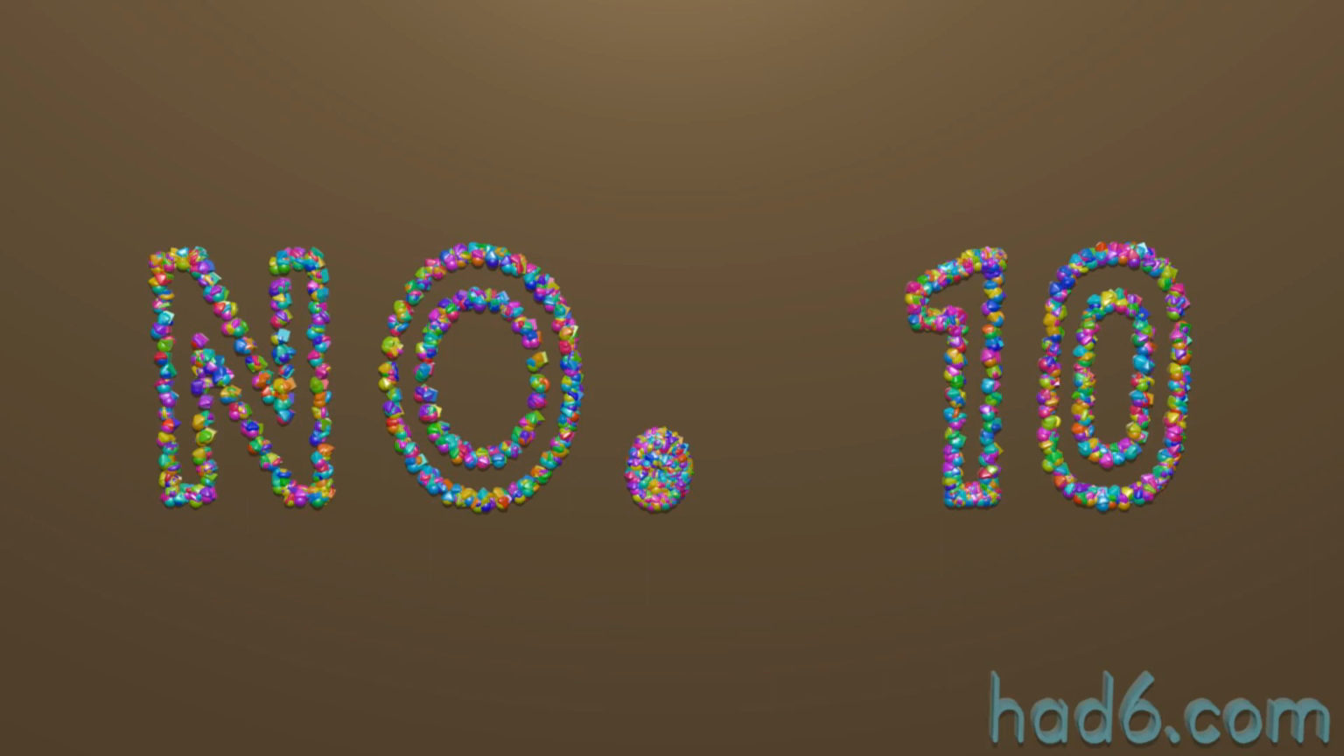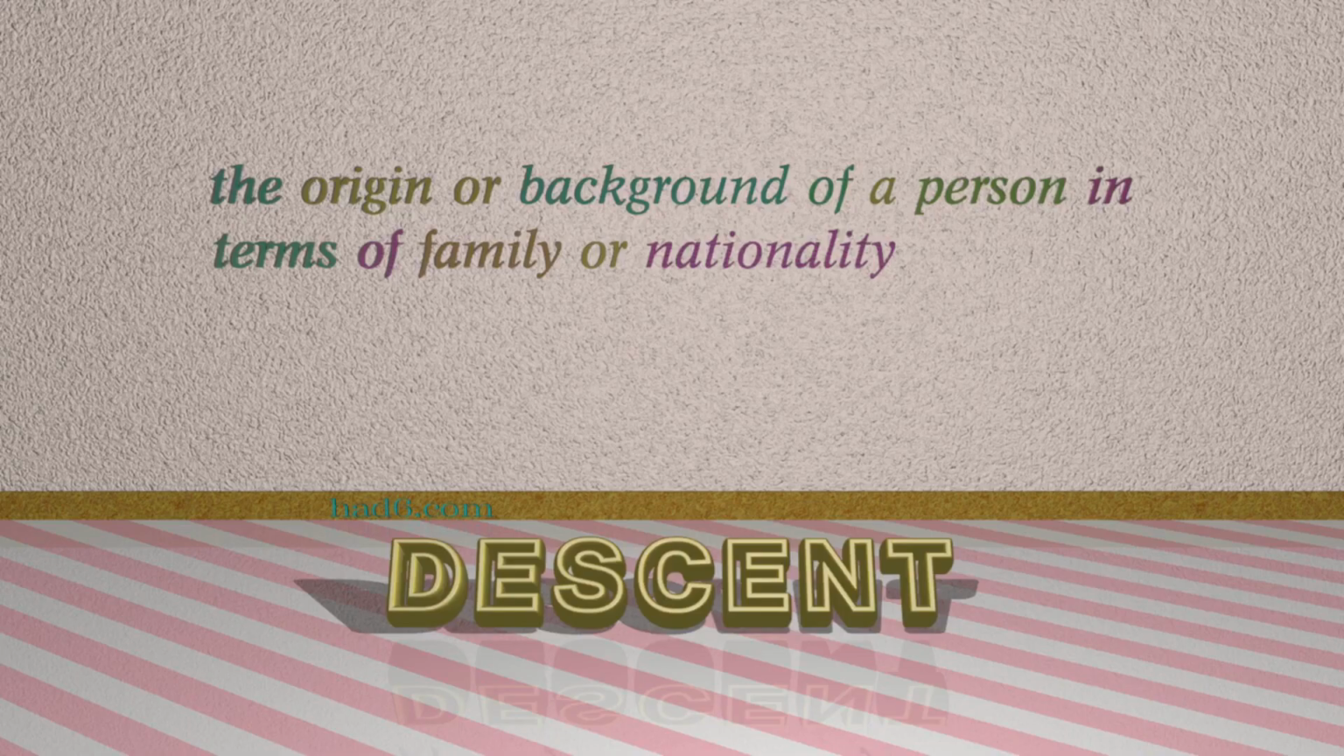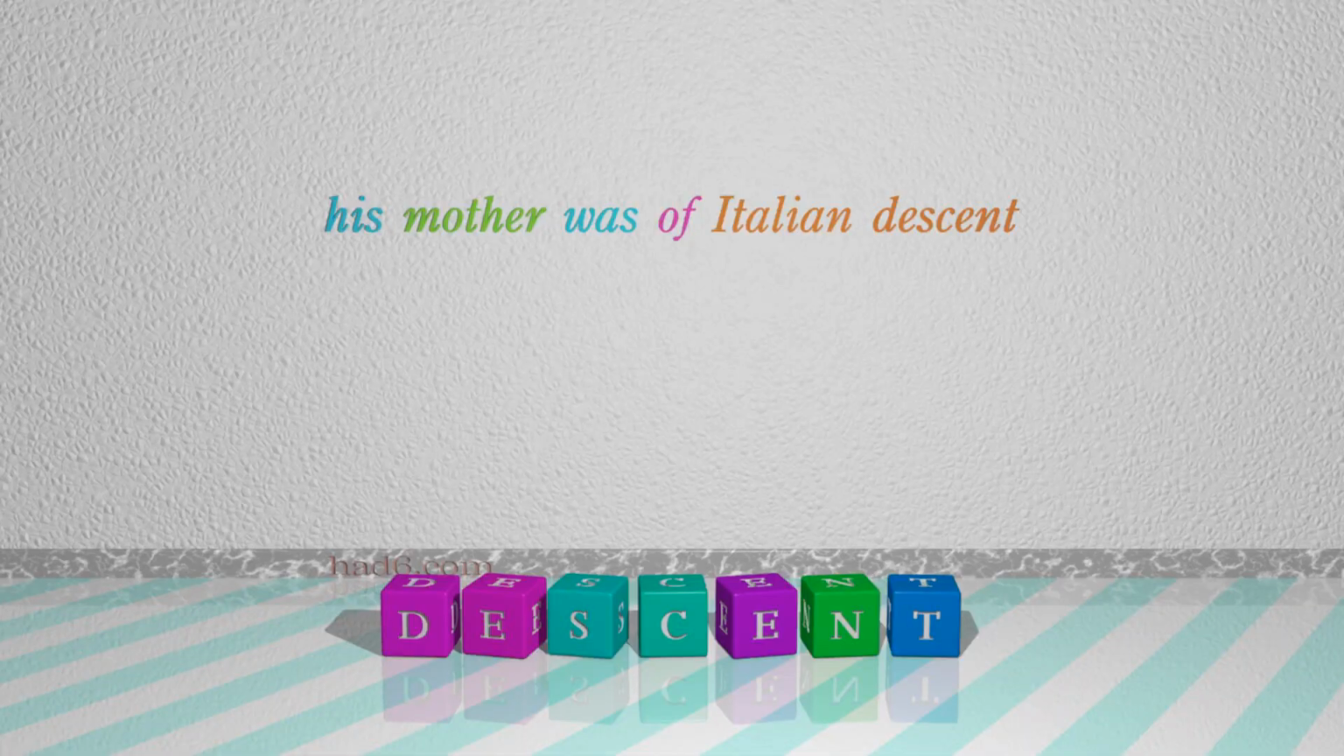Number 10. Descent. Which means the origin or background of a person in terms of family or nationality. For example, his mother was of Italian descent.